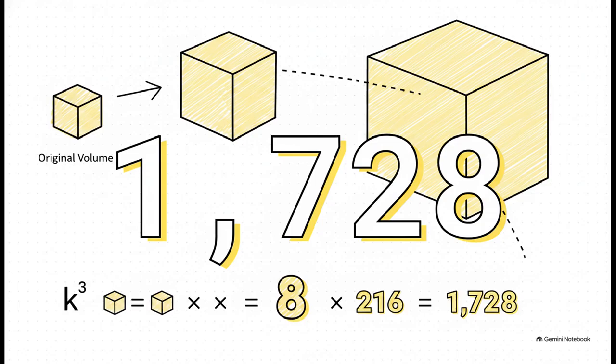So we have to cube our scale factor. 2 to the 3rd power, which is 2 times 2 times 2, gives us a volume multiplier of 8. We then take our original volume, 216, and multiply it by 8. 216 times 8 gets us precisely 1,728. If you tried to just double the volume or multiply it by 4, you'd end up with a completely wrong amount of space. That K cubed rule is absolutely essential.